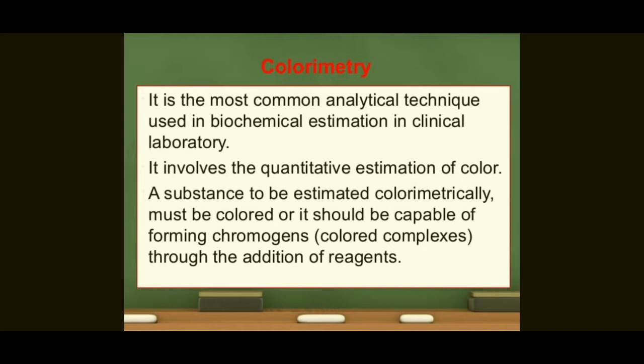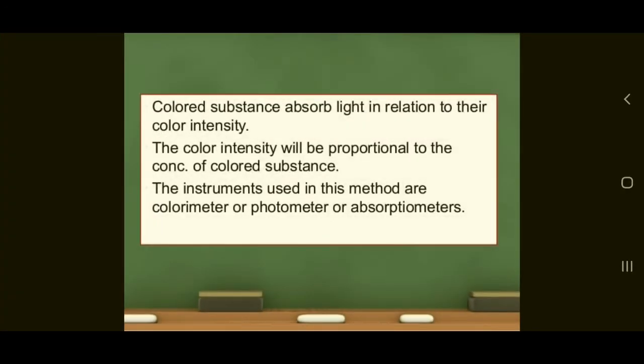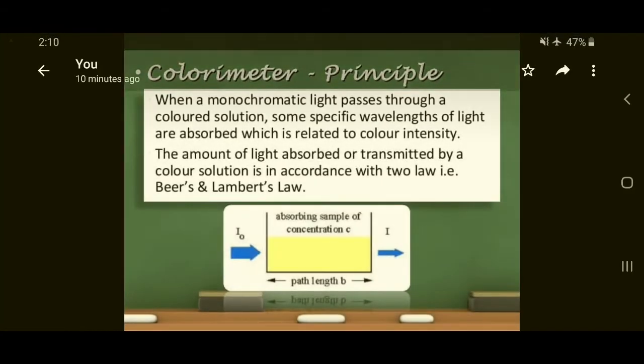A substance to be estimated colorimetrically must be colored, or it should be capable of forming chromogens, colored complexes, through the addition of reagents. So students, the colored substance absorbs light in relation to its color intensity. So the color intensity will be proportional to the concentration of the colored substance. The instruments used in this method are colorimeters, photometers or absorption meters.